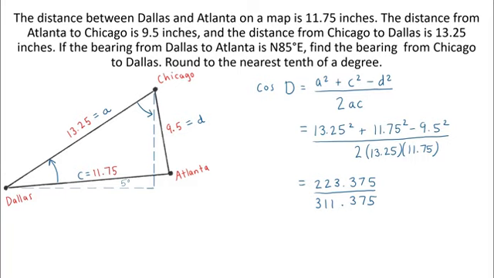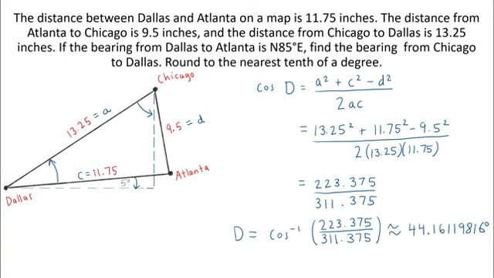So now using the inverse cosine function on our calculator, we'll find the measure of angle D. So we find the measure of angle Dallas, or angle D, to be 44.16119816. Now keep in mind that's the measure of angle D, this angle. But ultimately we want the measure of this entire angle. So the measure of this entire angle would be the measure of angle D, which is about 44.16 degrees, plus the 5 degrees.